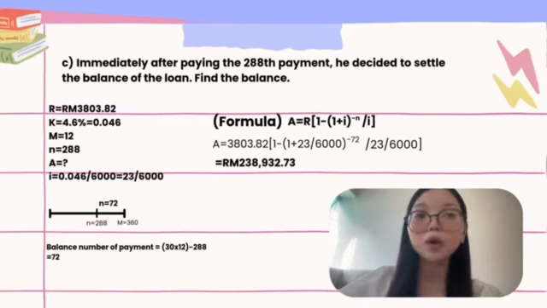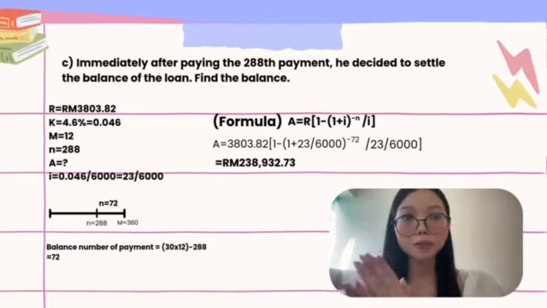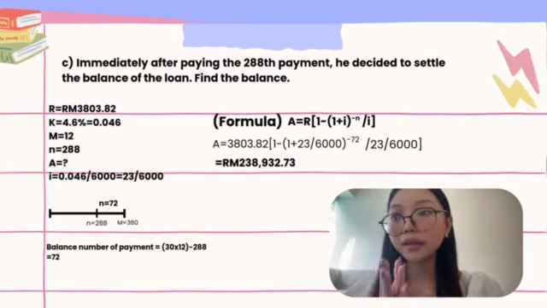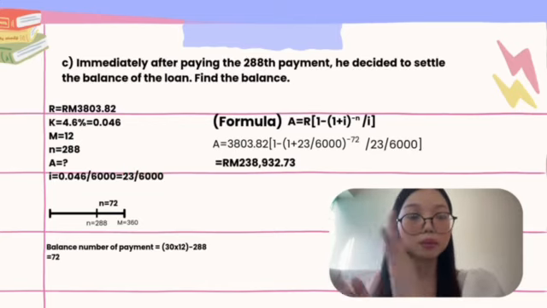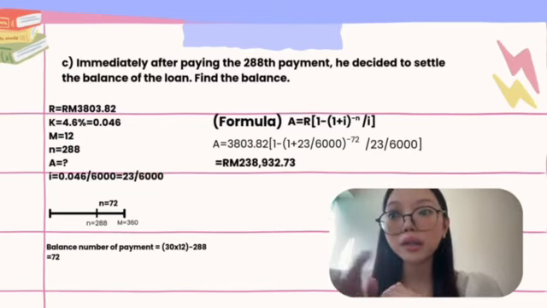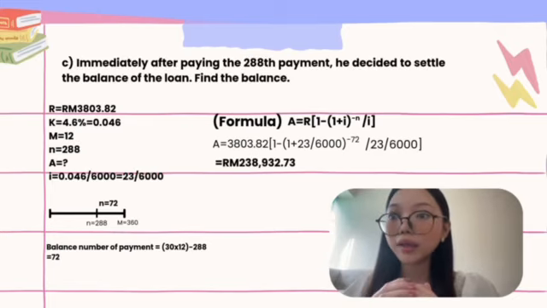So the next question is, immediately after paying the 288th payment, he decided to settle the balance of the loan, find the balance. So the question asks us to find the balance. So the first thing we need to do is list the R, K, M, N, A, and I. So our R, we just take from the monthly payment. So the 3,803.82 is our R. K is the same also, 4.6%, M is 12.